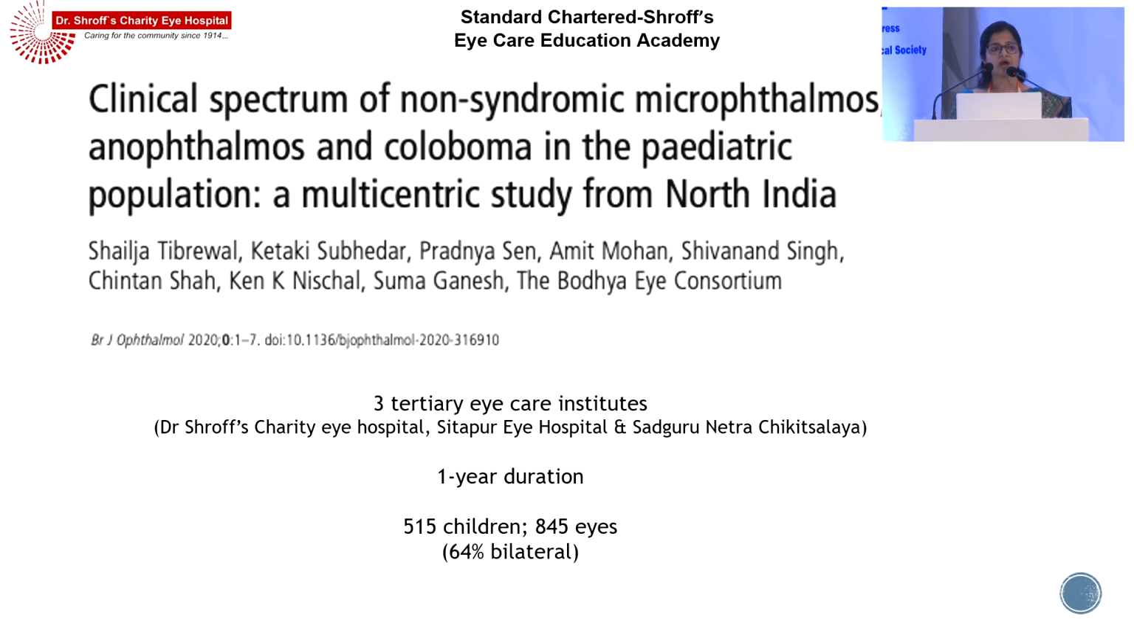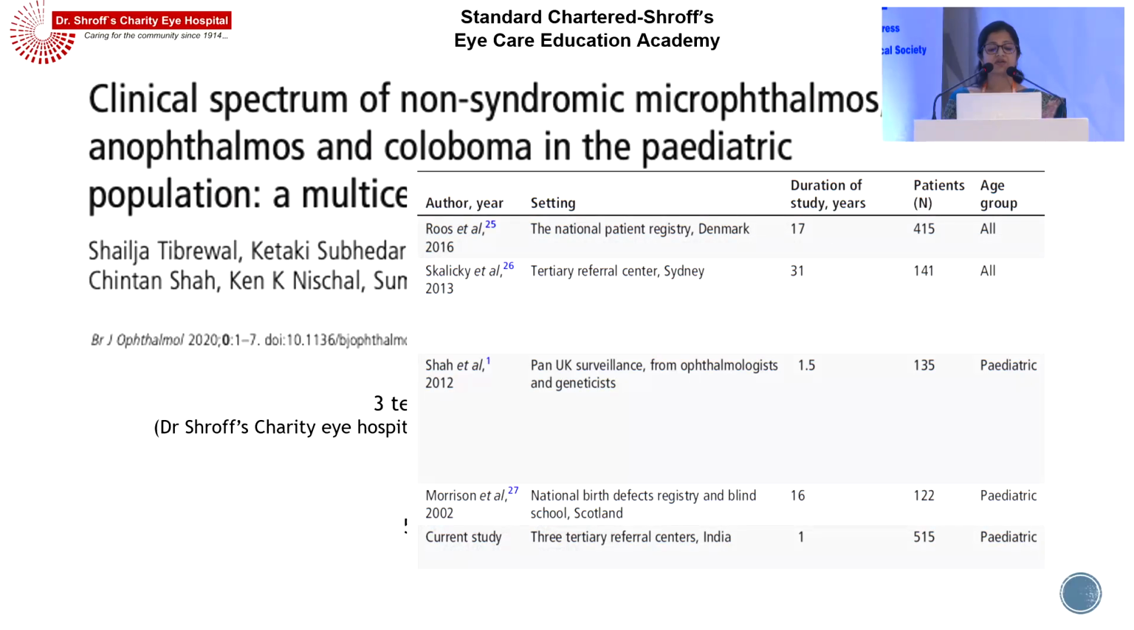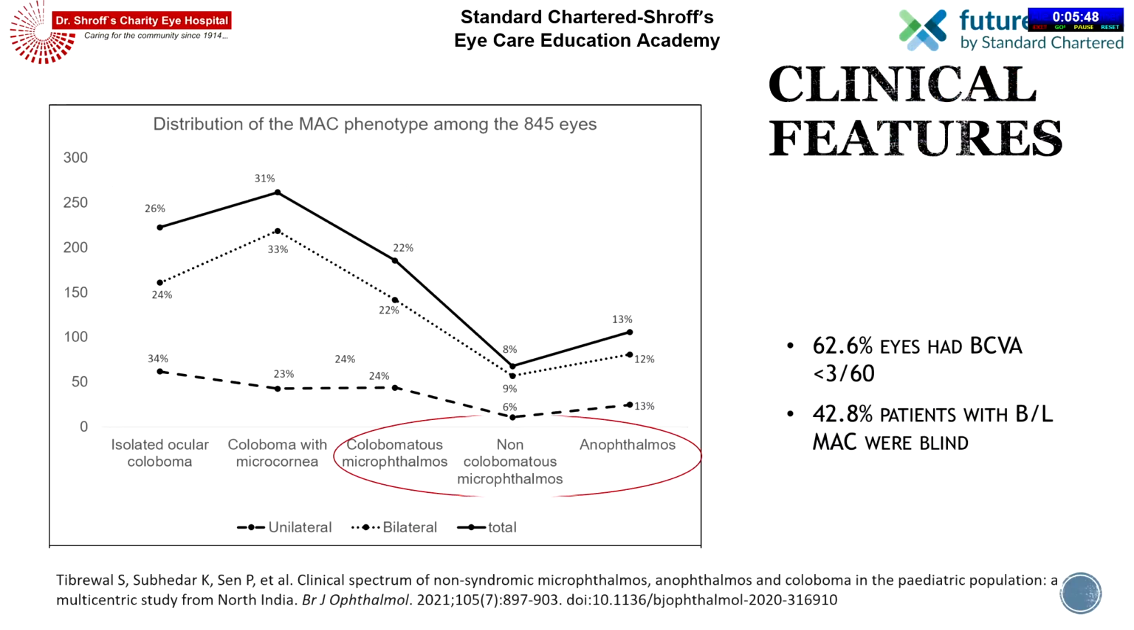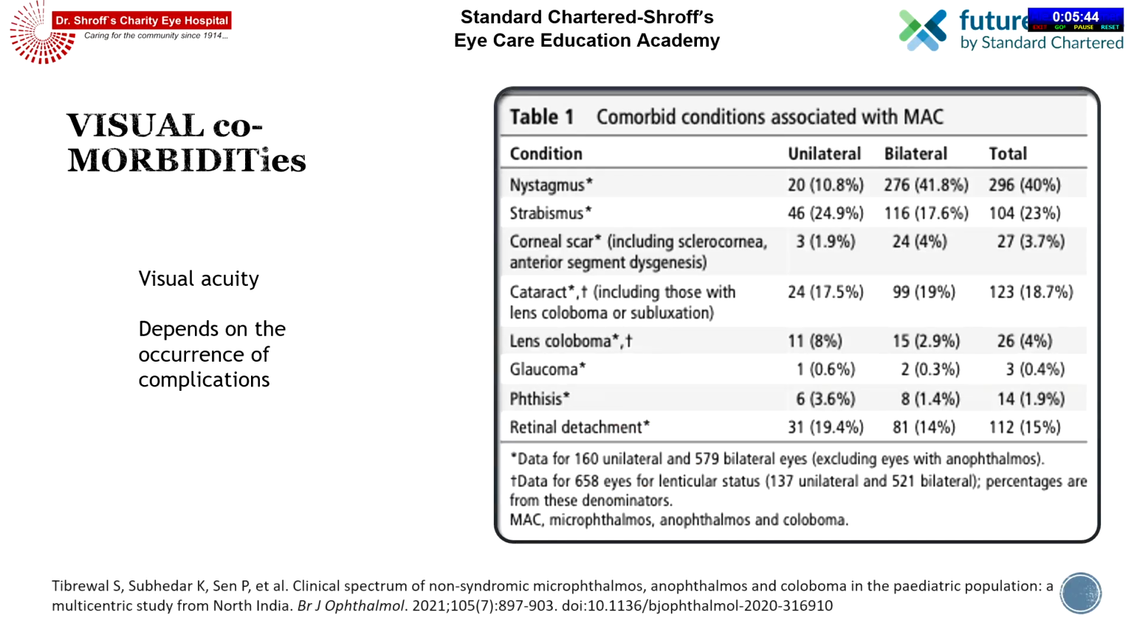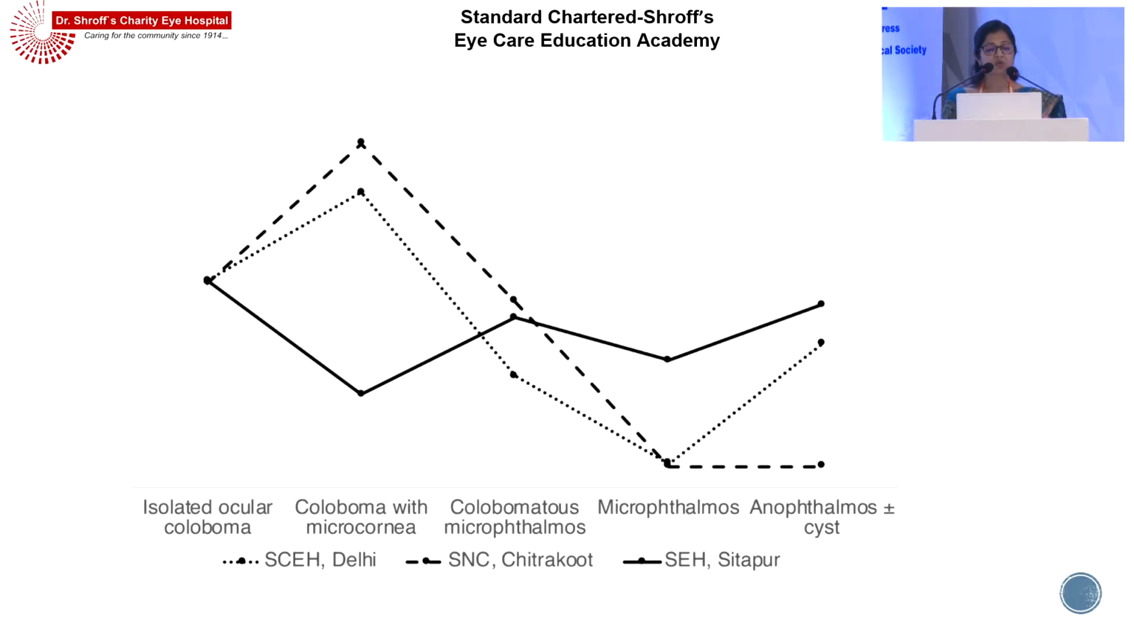So how did I come to this interest? It started with the MAC paper of the Bodhi Consortium. And of course, Ken has mentioned that it was the largest study. What we found was that around 1/3 of them were severe MAC, and the comorbidities were nystagmus and strabismus, cataract, glaucoma, and retinal detachment. But what was interesting was that we saw some regional differences in our patients.